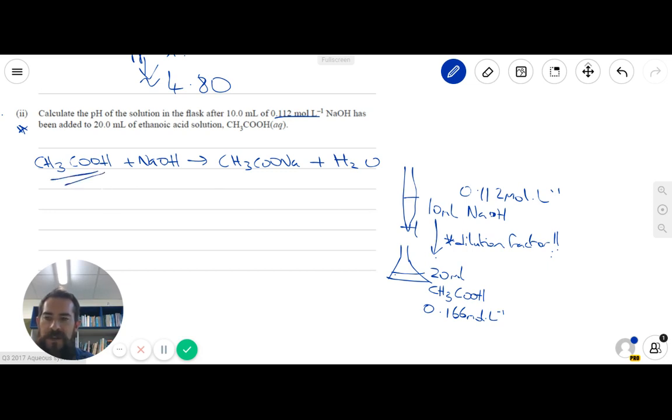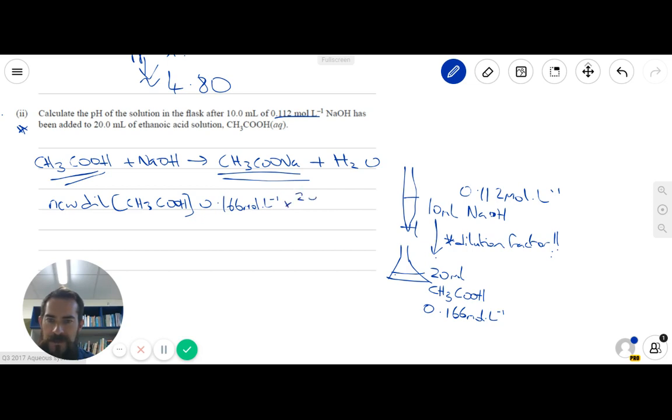And we can figure out how much ethanoic acid is left by simply considering the dilution factor. And the dilution factor affects the concentration of the ethanoic acid and the concentration of the ethanoate. So what we're talking about here is a new diluted concentration. So the new diluted concentration of the ethanoic acid is going to be its original concentration, which was 0.166 moles per liter, multiplied by the dilution factor.